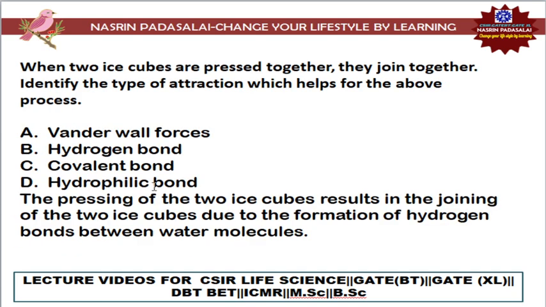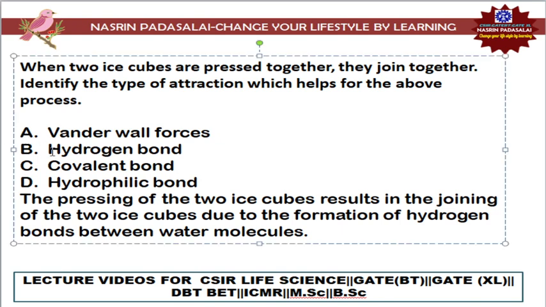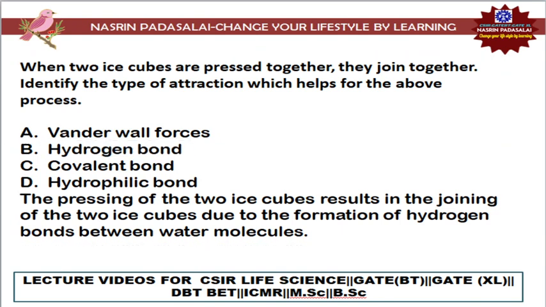The next question is: when two ice cubes are pressed together, they join together. Identify the type of attraction which helps in the above process. So when you press two ice cubes, it results in the joining of the two ice cubes, and the major type of attraction between them, or the reason for the attraction, is the presence of hydrogen bonds between water molecules. So the correct answer is hydrogen bond. Hydrogen bonds are present between them, so that's why the two ice cubes get attracted to each other.